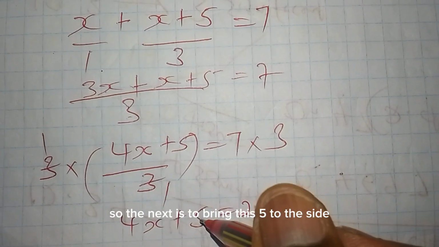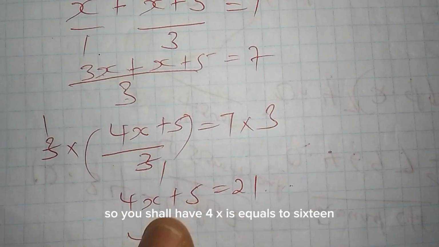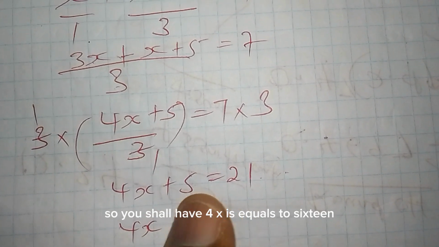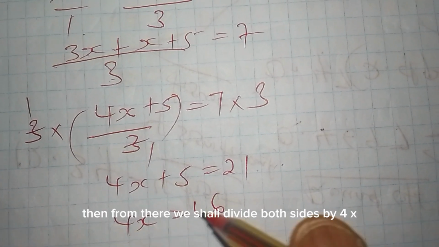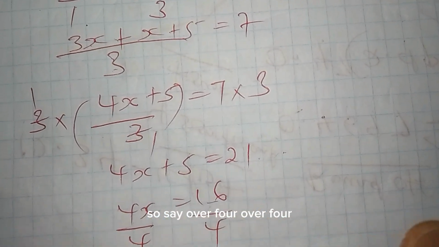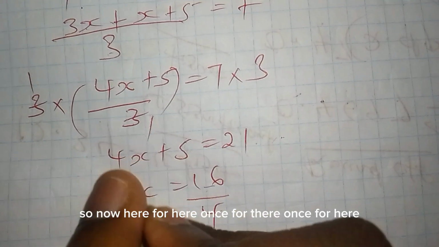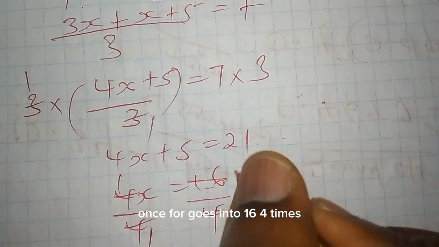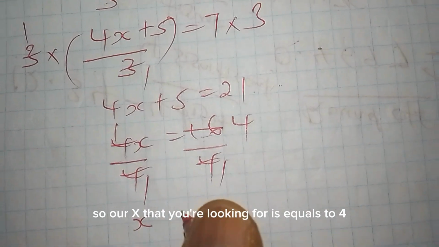So the next step is to bring this 5 to the other side, so it shall be subtract. So we shall have 4x is equal to 16. Then from there, we shall divide both sides by 4. So we say 4 over 4. Now here, 4 here once, 4 there once, 4 goes into 16, 4 times. So our x that we are looking for is equal to 4.